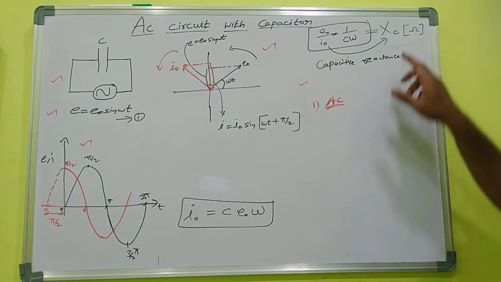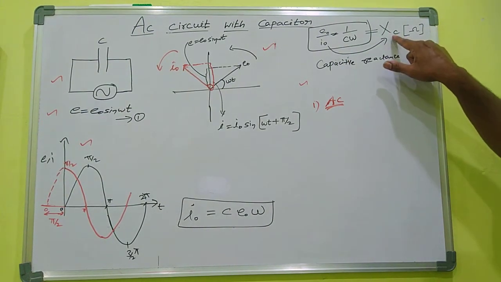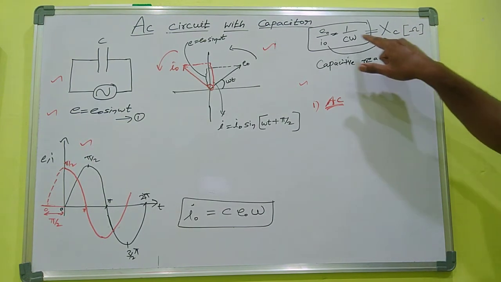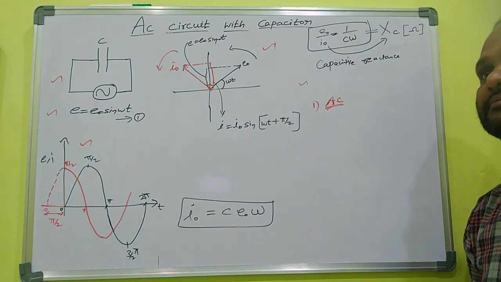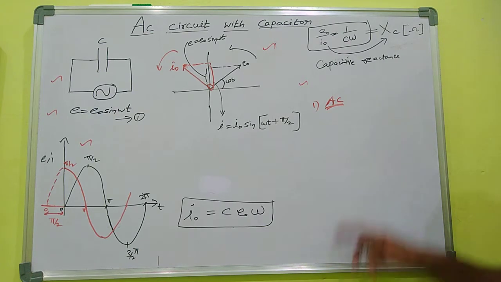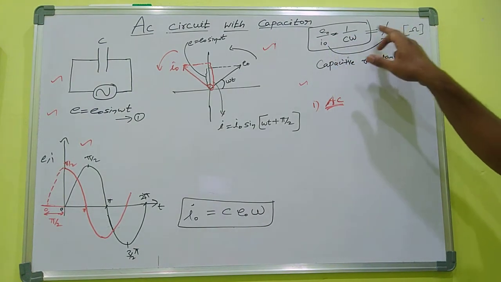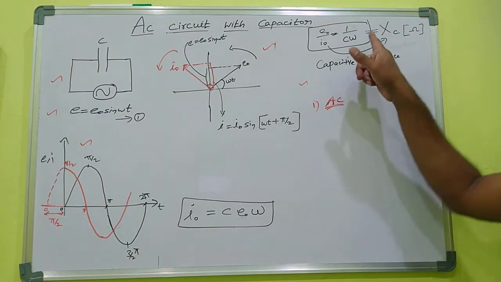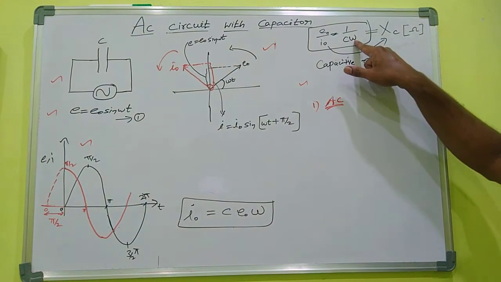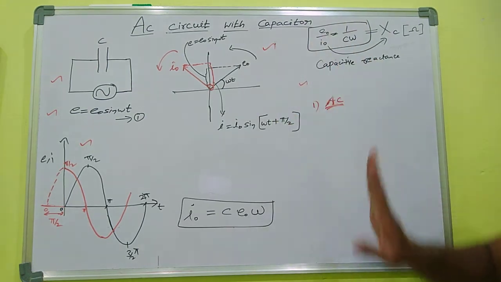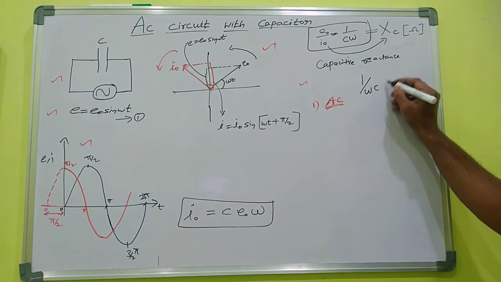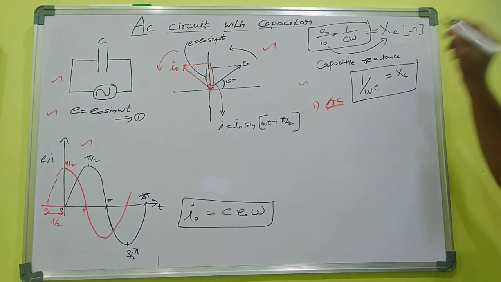When the capacitive reactance is large, the current will be small; the opposition and the current are inversely proportional to each other. When the angular frequency is large, no, here there is some problem, I will tell you clearly. Just wait. I told you 1 by omega C is equal to Xc.